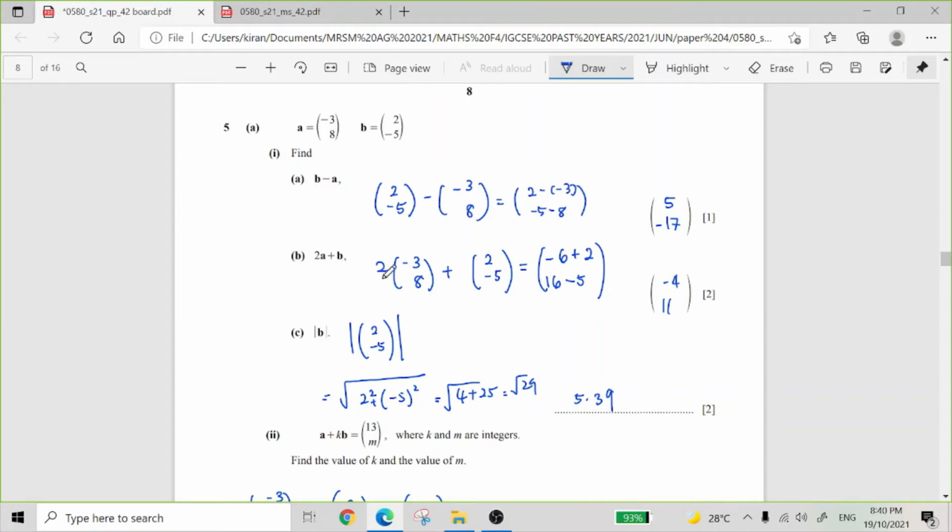And then 2A plus B, we multiply vector A by 2 and then add (2, -5). So this is the vector, and we get (-4, 11).